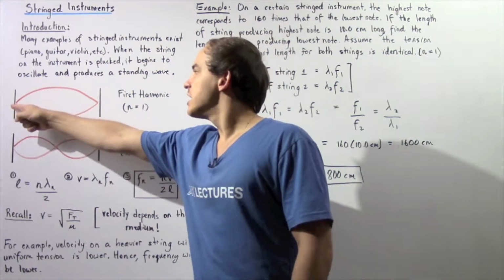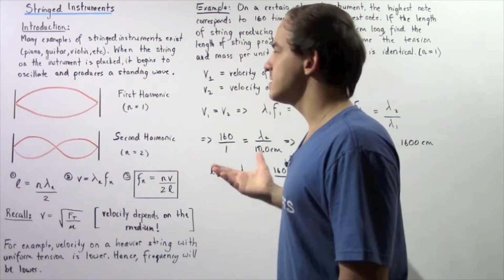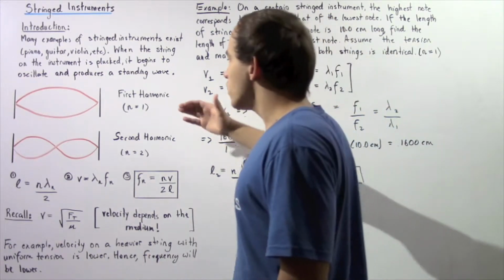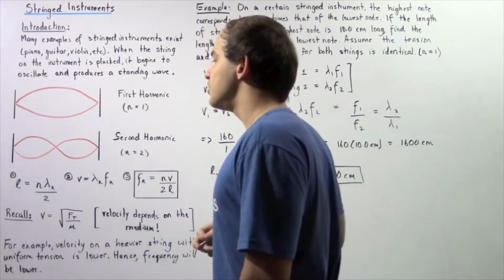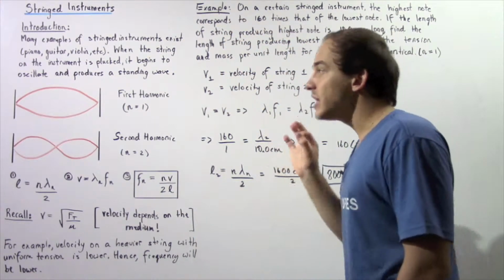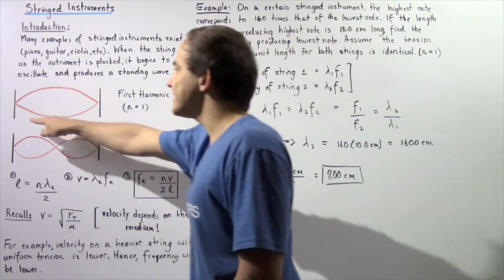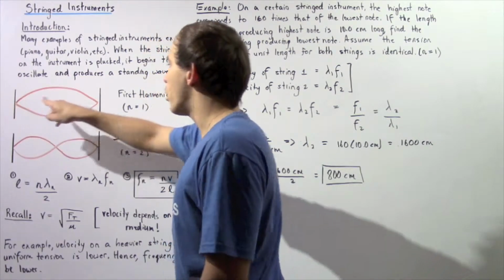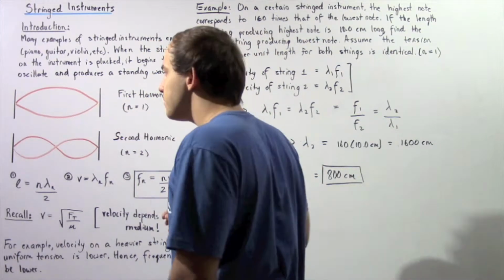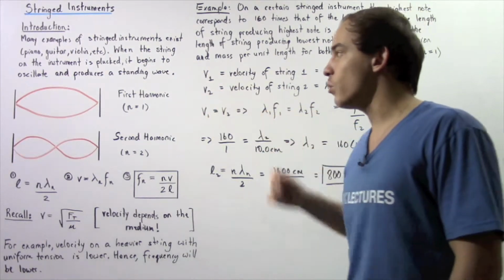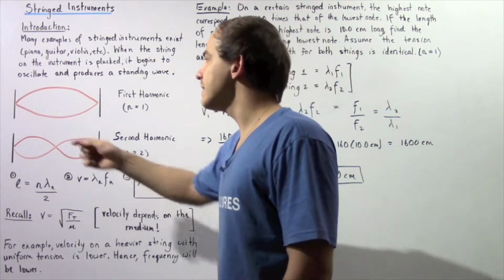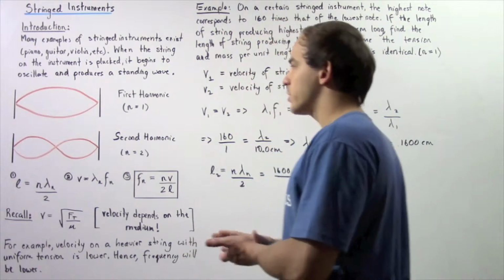So let's suppose this is a string found on, let's say, a guitar. Notice that the first harmonic has two nodes, one antinode. And the length of our string is given by the distance from this point to this point. So that means the wavelength of our vibrating wave is 2 times the length of that string.